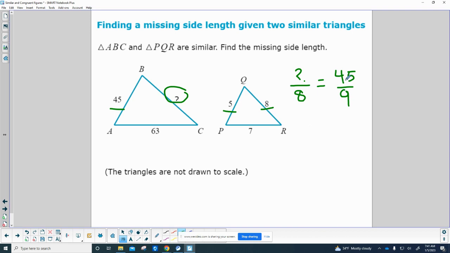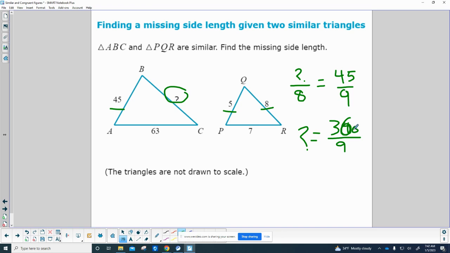So 8 times 45 would be 320 plus 20 more, which would be 340. Is that right? Yeah, so you get 340 divided by 9 is what our question mark is going to equal. Let me make sure. 8 times 40 is 320. Oh, 8 times 5 is 40, not 20. So this is going to be 360. Sorry about that.